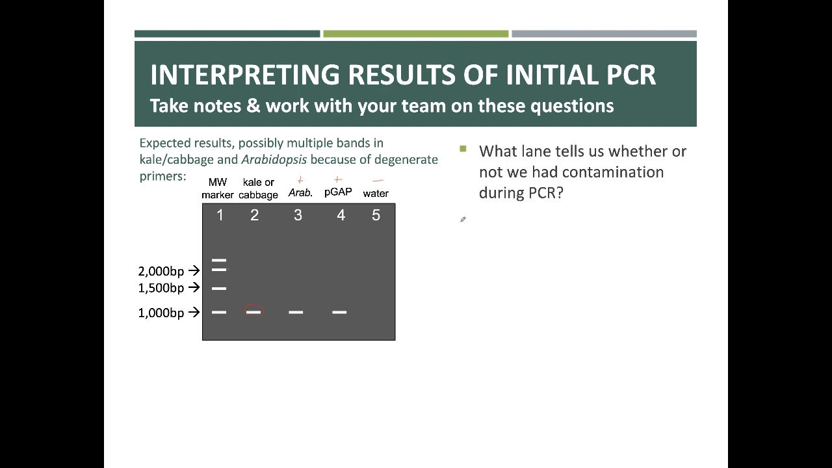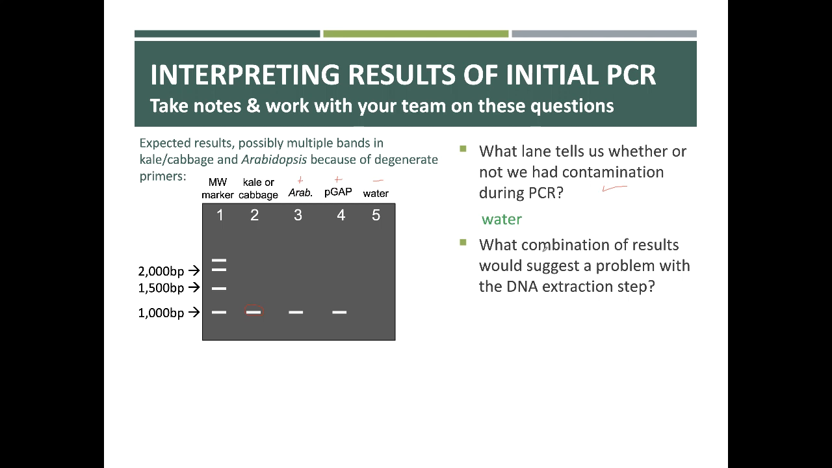So when you're looking at this, let's answer this question here. What lane tells us whether or not we had contamination? We know that's the water. Because remember, there's no DNA template in this PCR reaction, so we would expect no DNA, and we would expect no amplification. If there was some sort of contamination, then we might see a band here.